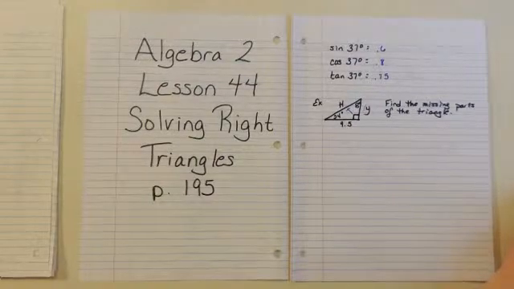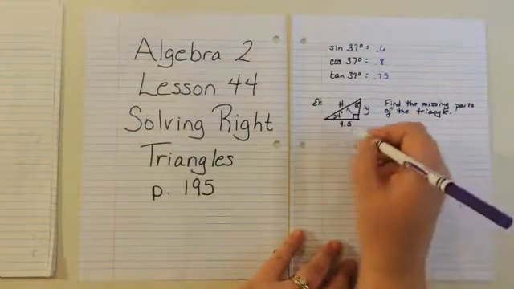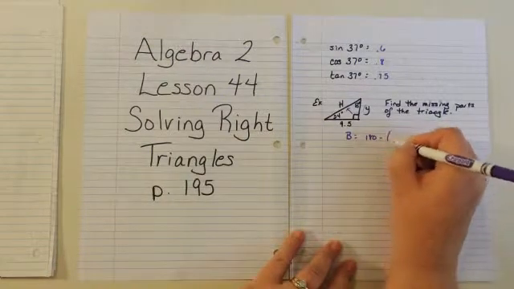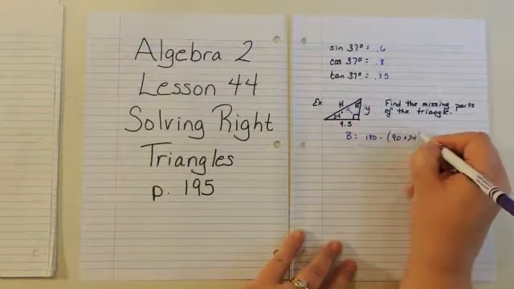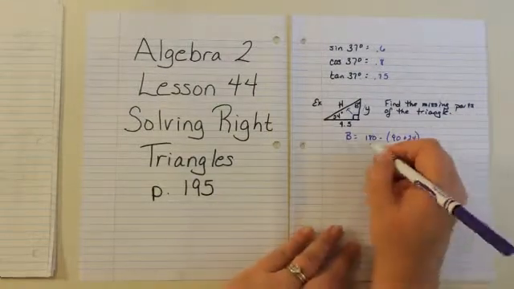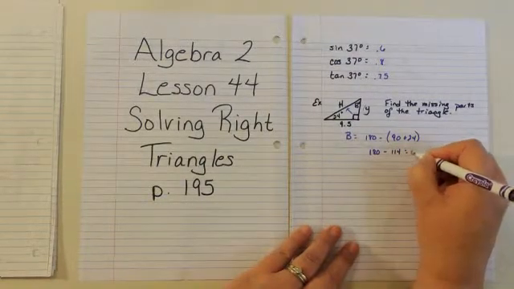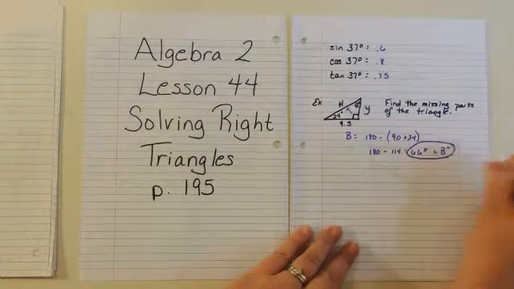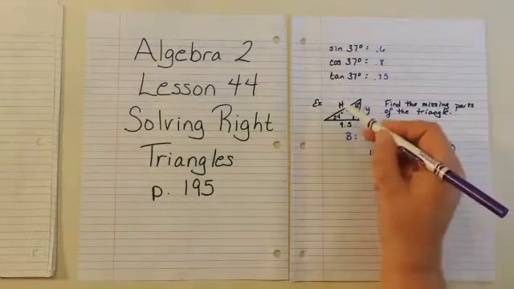Okay? The sum of the interior angles of any triangle is 180. So B is going to equal 180 degrees minus this angle, which is 90 degrees, plus this angle, 24. 90 plus 24 is 114. So 180 minus 114 equals 66 degrees. So that equals B. Now we're going to work with what we know to find H and Y.